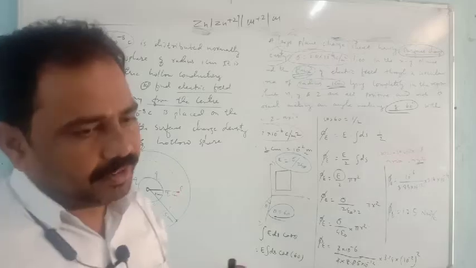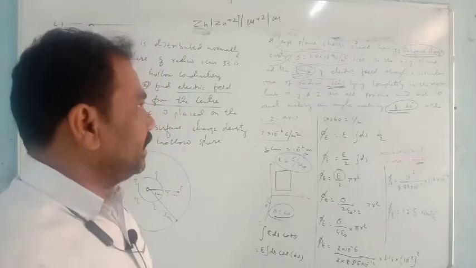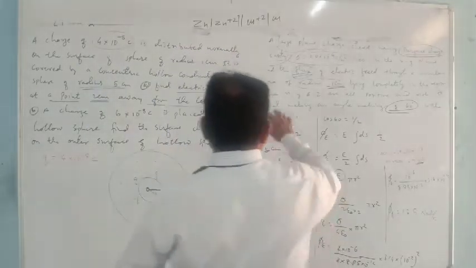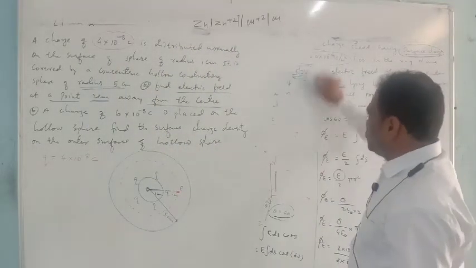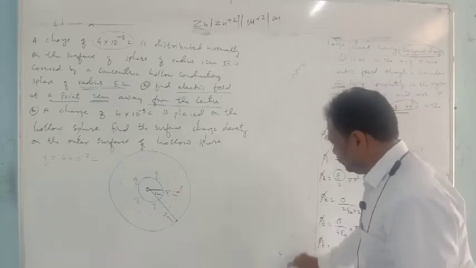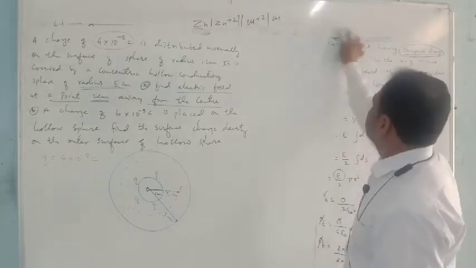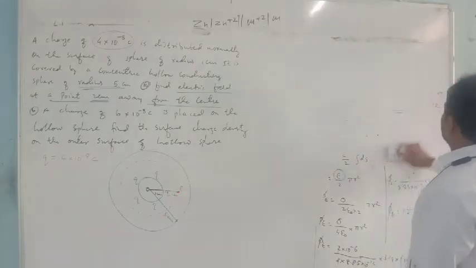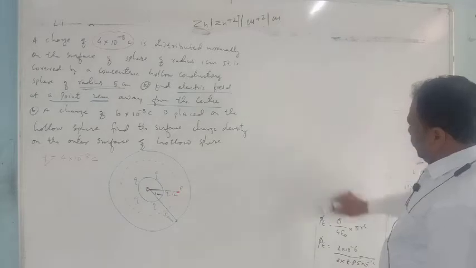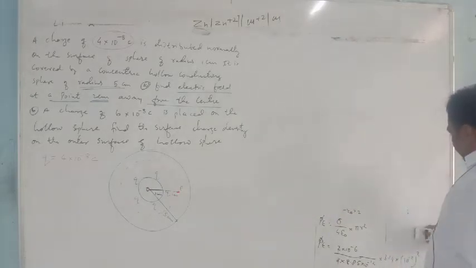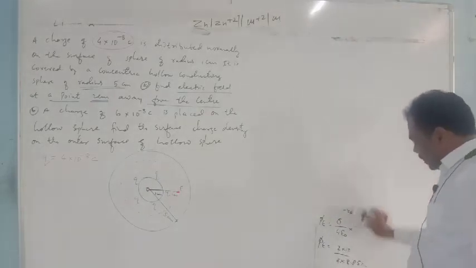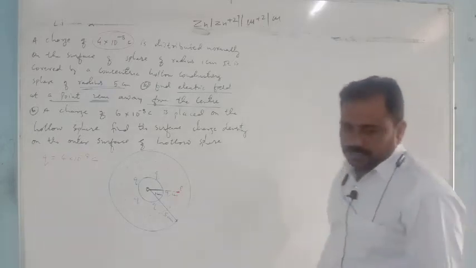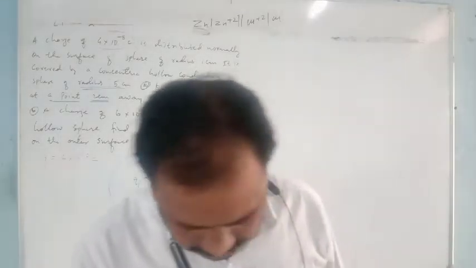So how can we find out the electric field? To find out the electric field, we must know the Gauss law. Now let us discuss how we can use Gauss theorem here. We know electric flux is exactly equal to enclosed charge divided by epsilon naught. So this one is the Gauss theorem.